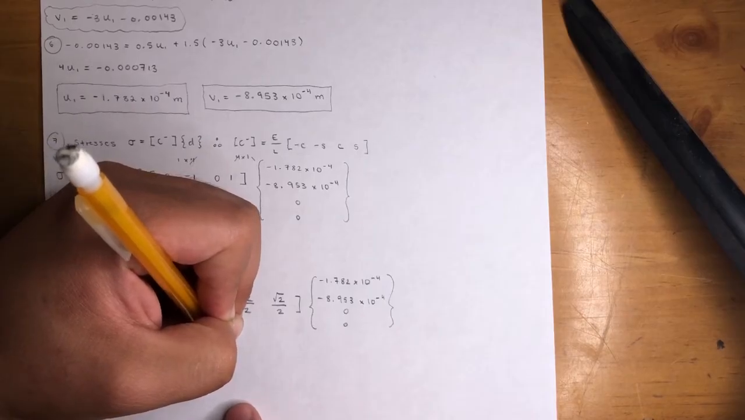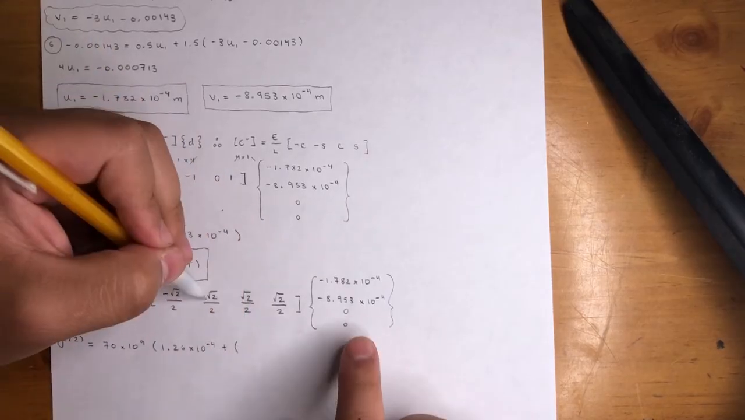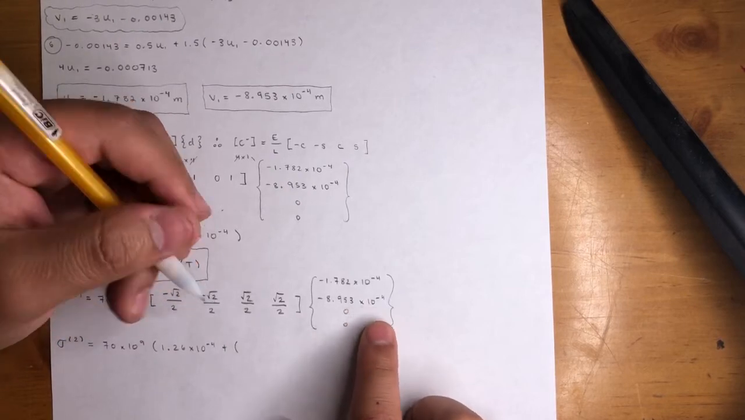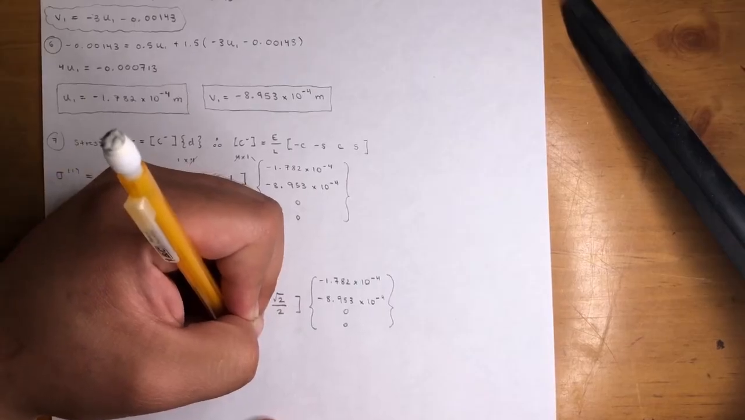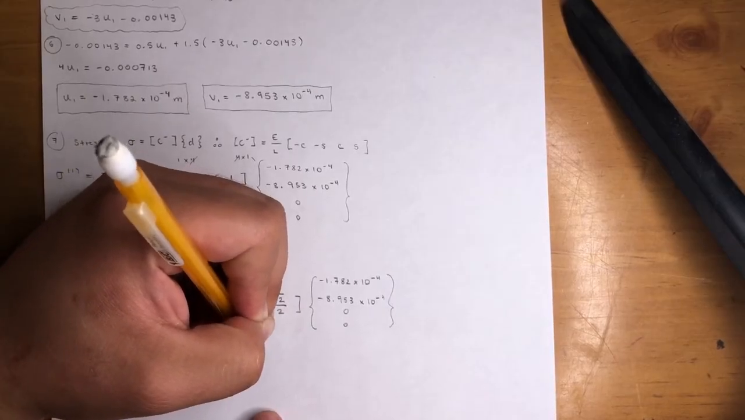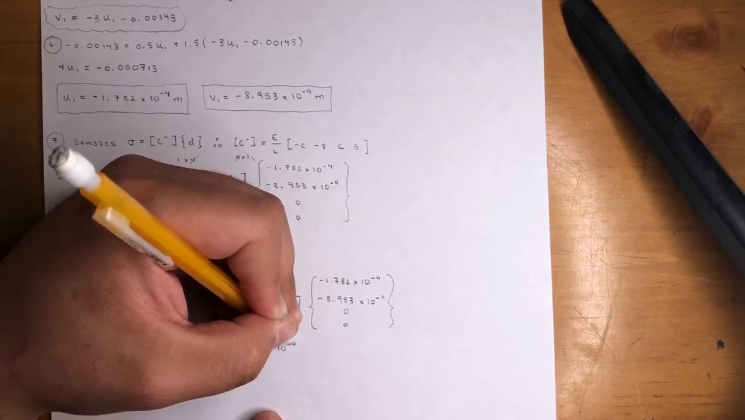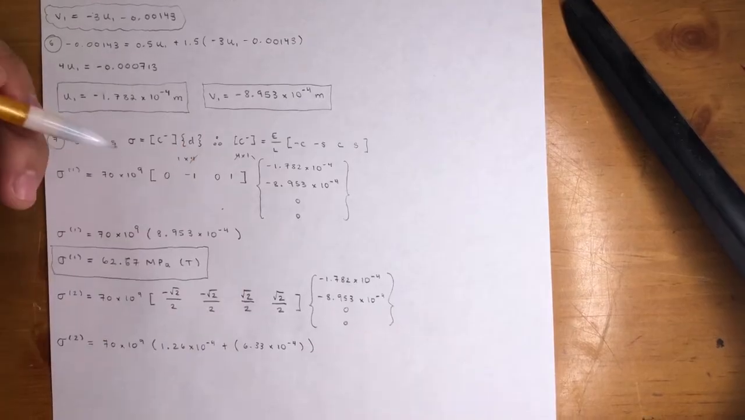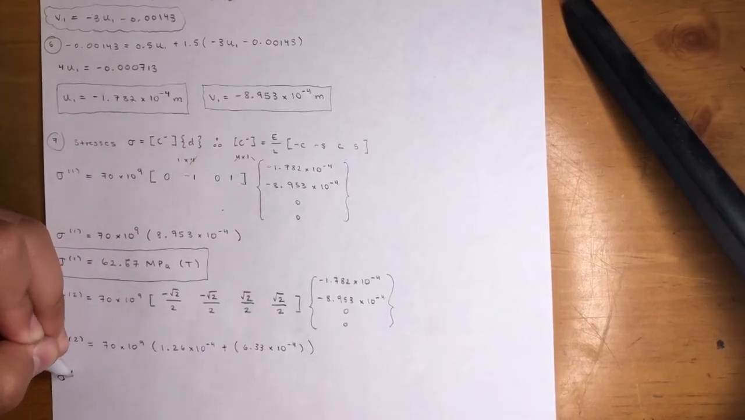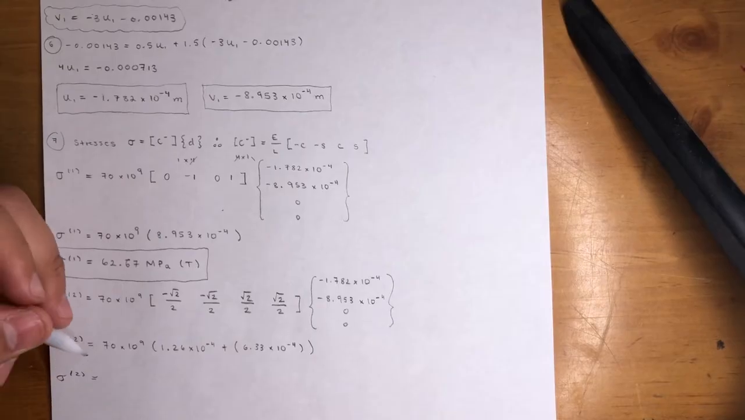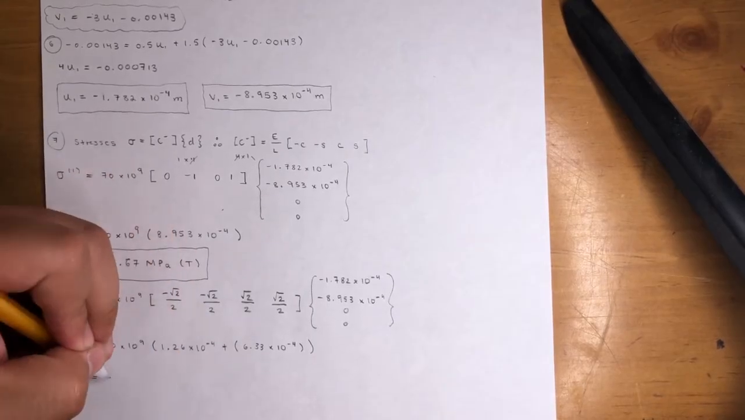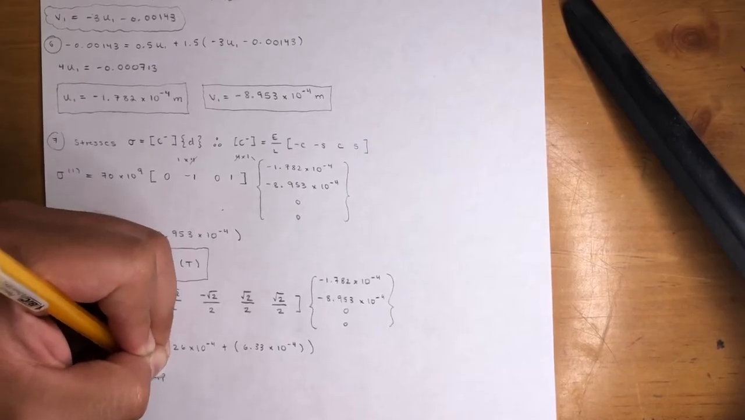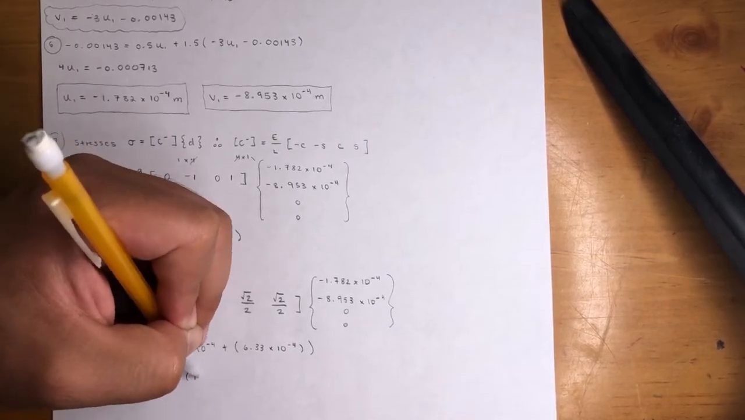All right, plus negative radical 2 over 2 times negative 8.953 times 10 to the negative 4. That's going to be a positive, what is that, 6.33 times 10 to the negative 4. And yeah, that's it, right? 0, 0. So do the math. I know I say that a lot, but just use your calculator. You will get 53.13 megapascals. And that is also in tension.